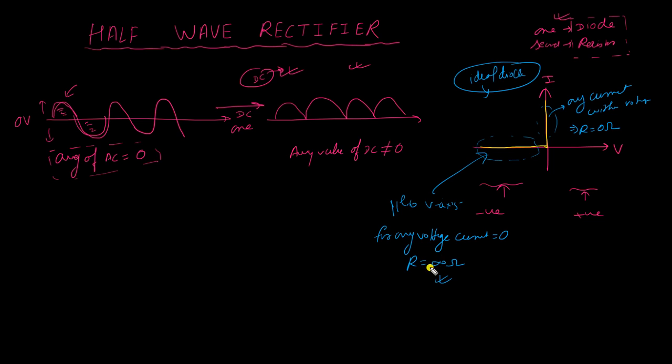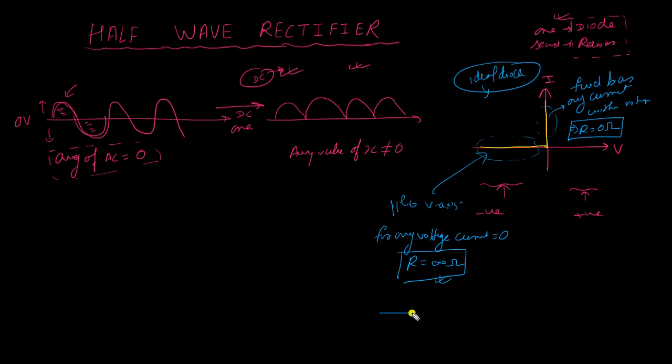So we have to understand the diode in two parts. In the first part we have the resistance of infinite ohm, and in the second part, that is forward bias, we have the resistance of 0 ohm. So this is the forward bias where the resistance is 0 ohm, and this is the reverse bias where the resistance is infinite ohm.